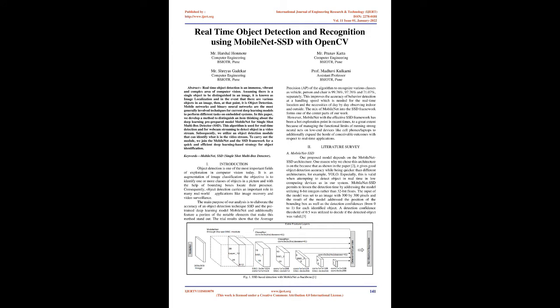Mobile networks and binary neural networks are the most generally involved techniques for current deep learning models to perform different tasks on embedded systems. In this paper, we develop a method to distinguish an item thinking about the deep learning pre-prepared model MobileNet for Single Shot Multi-Box Detector, SSD. This algorithm is used for real-time detection and for webcam streaming to detect objects in a video stream.